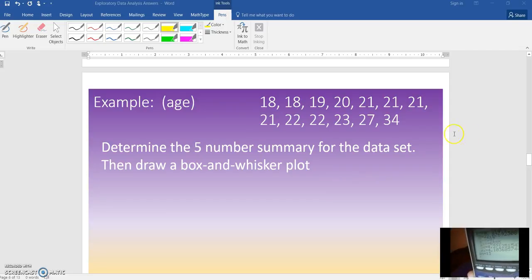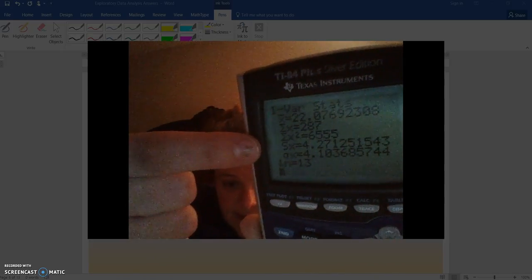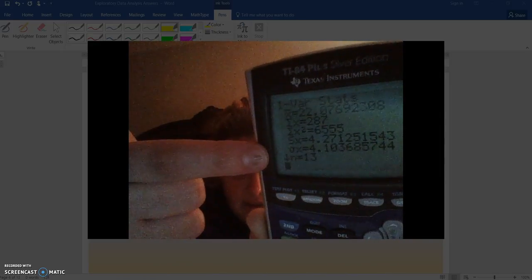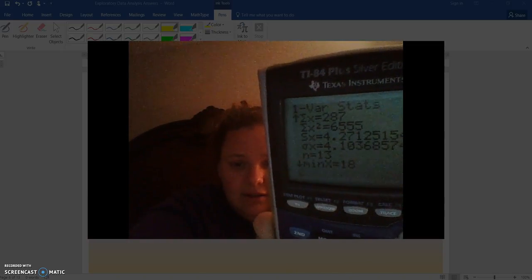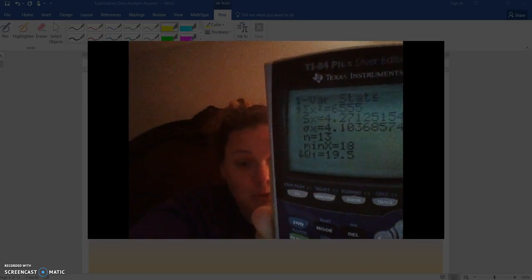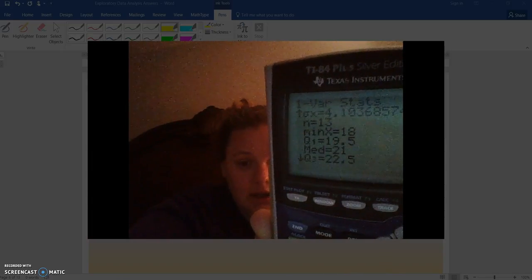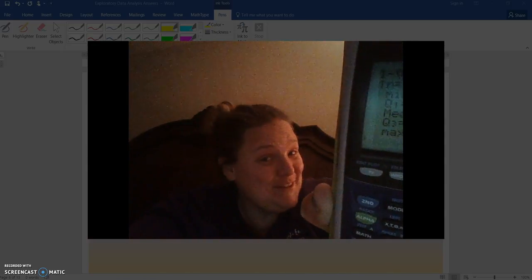All right, and so let me blow this up. I don't know why I didn't blow it up before. Whoa, there we are. All right, remember, our mean, Sx is sample standard deviation, sigma x is our population standard deviation, n is how many items there are, how many's in the data set. That's our minimum value. That's our Q1, the median of the lower half. That's our median, which is Q2. The Q3, median of the upper half, and that's our maximum. So it does it for us.